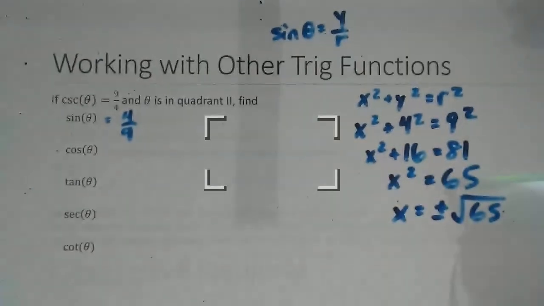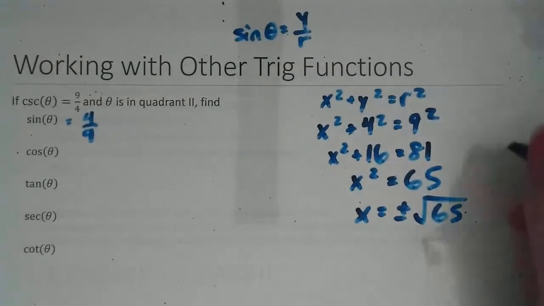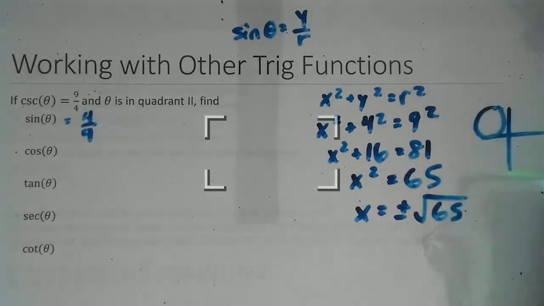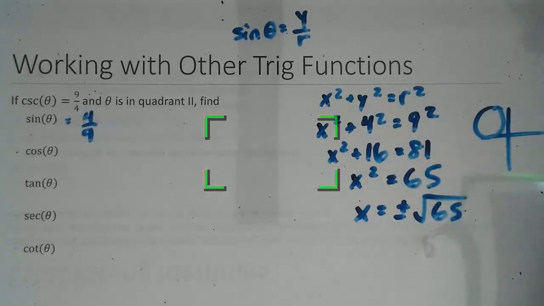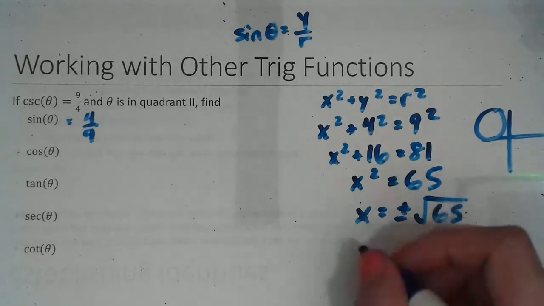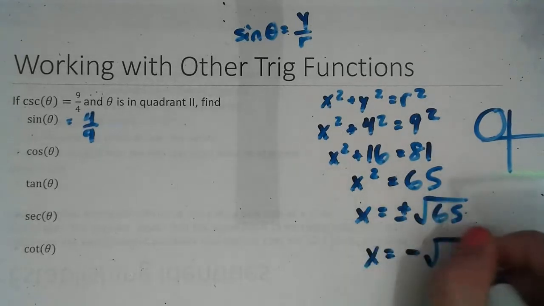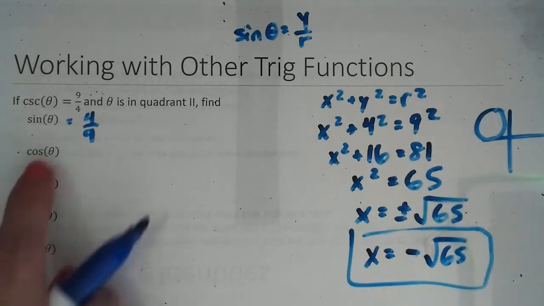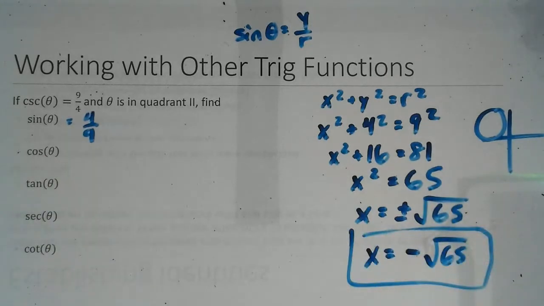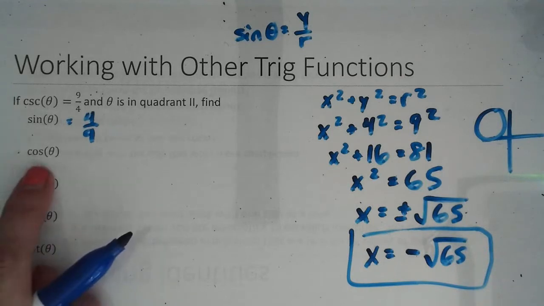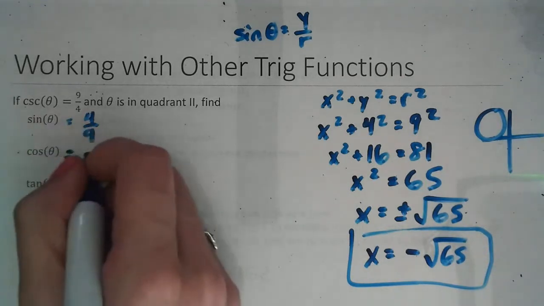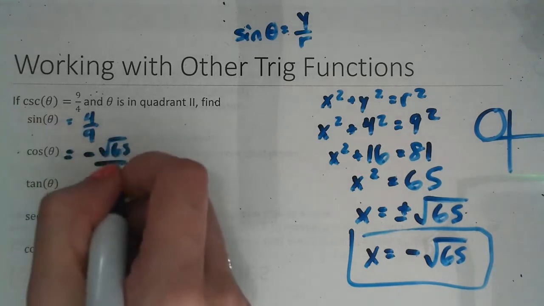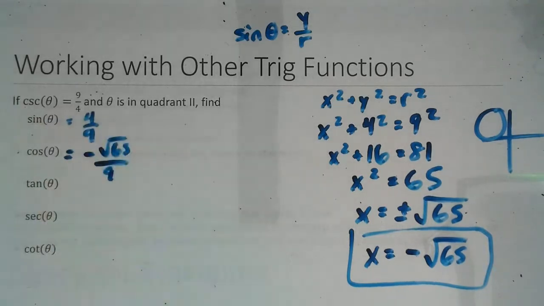But they told us that we are in quadrant 2. In quadrant 2, that's the upper left-hand corner. And up there, our y values are positive, but our x values are negative. So I don't want the positive here. I want the negative square root of 65. So now I just have to fill in the blanks for cosine, tangent, secant, and cotangent. Cosine is x over r. So that will be negative square root of 65 over our r value of 9.